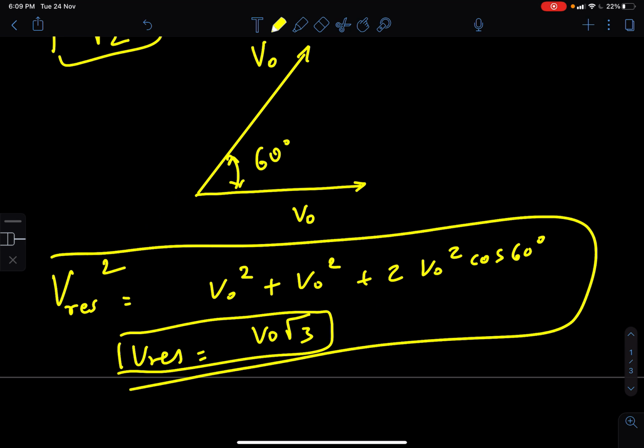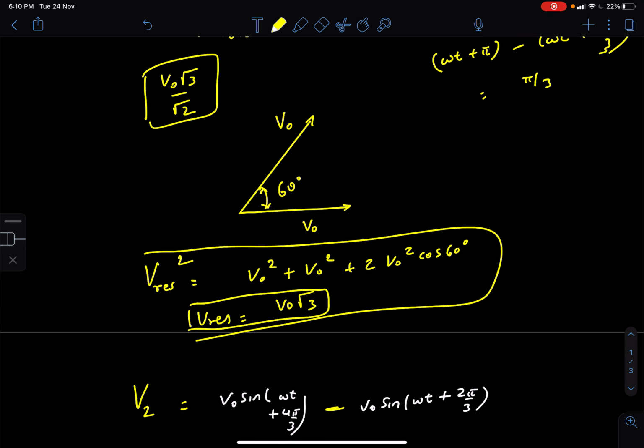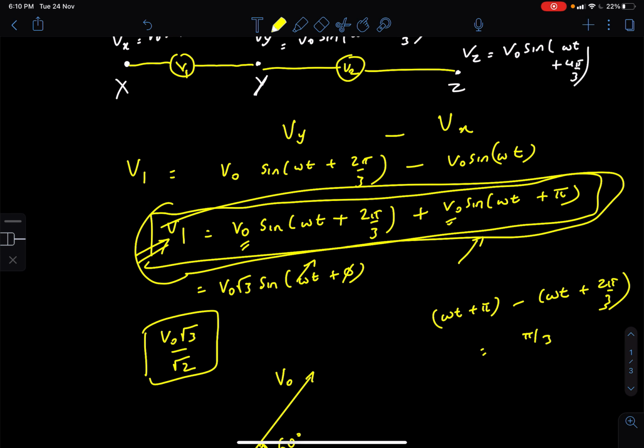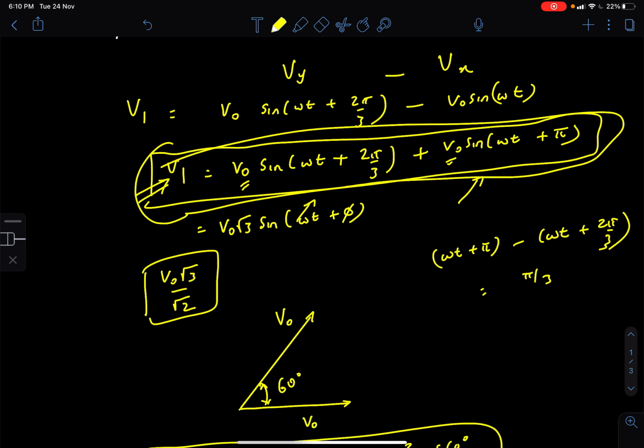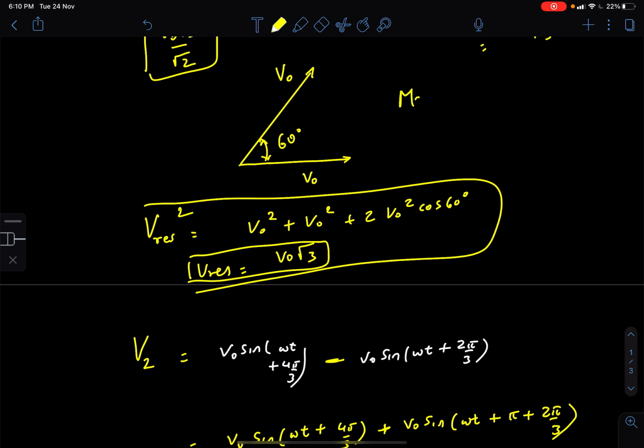Now here the resultant vector is representing the equivalent or the resultant sine function, and so the resultant will have a magnitude equal to the amplitude of the resultant sine function. And so the max value of the v resultant is equal to v naught root 3. But what the voltmeter measures is not the max value. Voltmeter will always measure RMS value. So the v1 reading will be v naught root 3 by root 2.